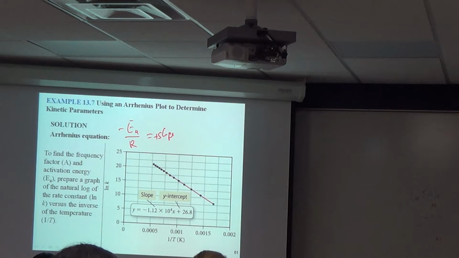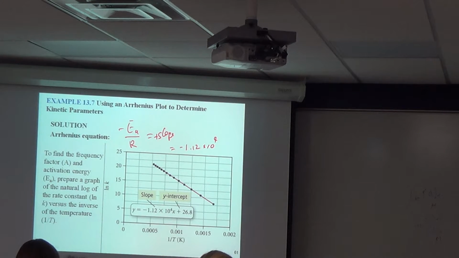Oh, that just equals slope. Not negative slope. So that just equals the slope. Now let's just replace those numbers. Okay? What is our slope in this equation from this graph? So negative what? 1.12 times 10 to the 4th.